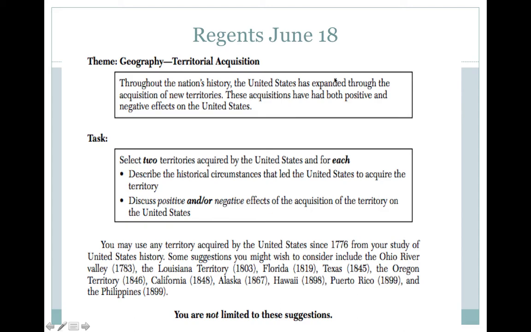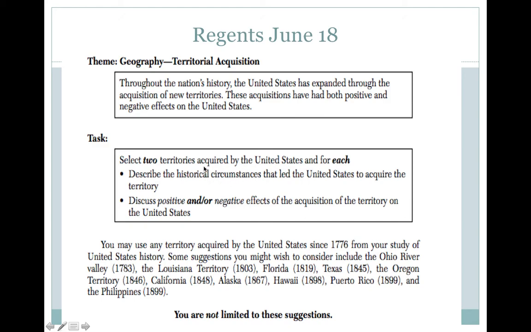Why do I say that? Because they give you this starter, which a lot of students use to start out their intro paragraph. But remember, you have to add on more or reword it. "Throughout the nation's history, the U.S. has expanded through the acquisition of new territories. These acquisitions have had both positive and negative effects on the U.S." We know that, okay? And they ask you to pick two territories and describe the historical circumstance.